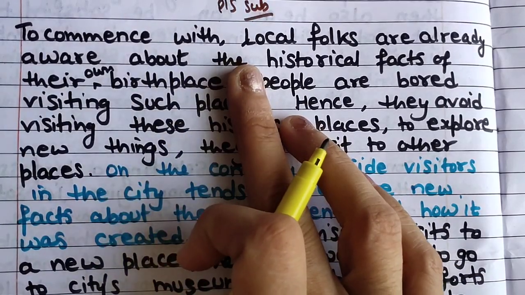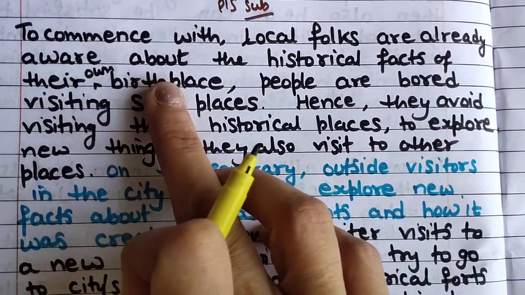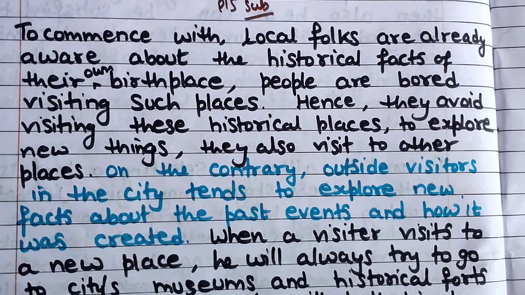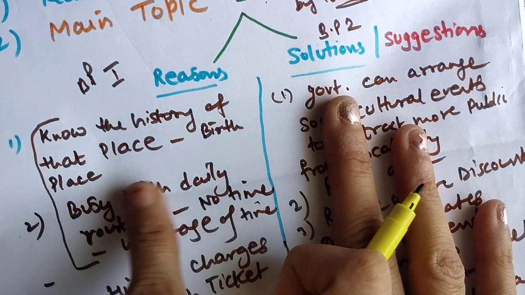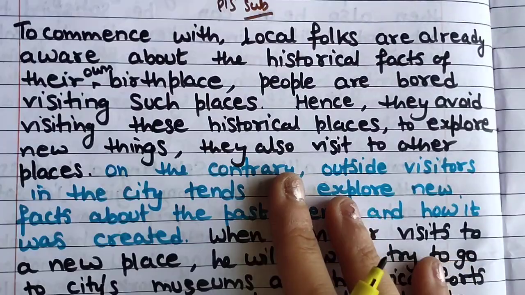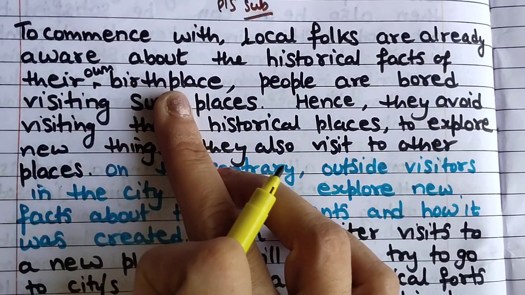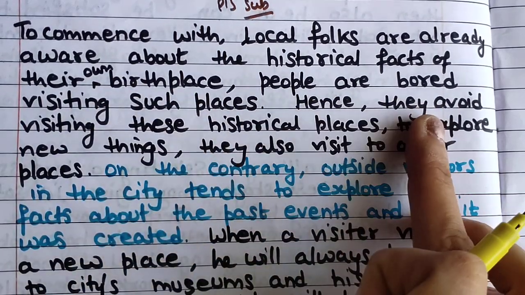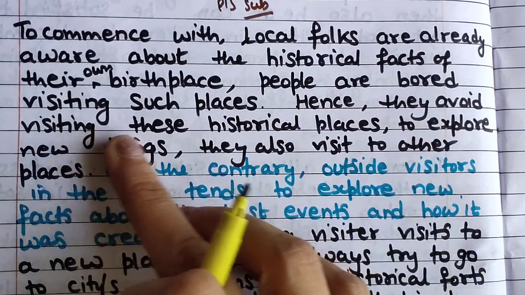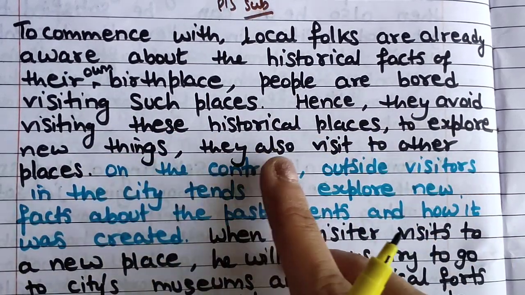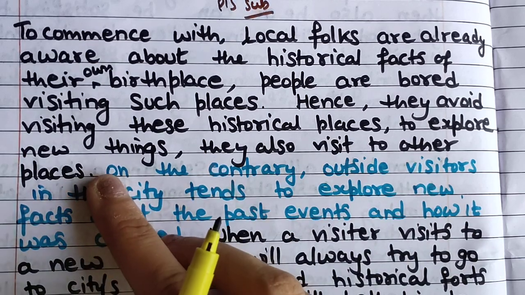To commence with, of course I have started with a connector, or if you want to remove this, you can just remove it. Local folks are already aware of the historical facts, what we have discussed in the body paragraph 1. They know the history of that place, because that is their birthplace, and they are busy with daily routine. So how I have used this: local folks are already aware of the historical facts of their own birthplace. People are bored visiting such places, hence they avoid them. So I have given a point here, and I am giving the result. Hence they avoid visiting these historical places to explore new things. They also visit other places whenever they go on holiday, but not these historical buildings.